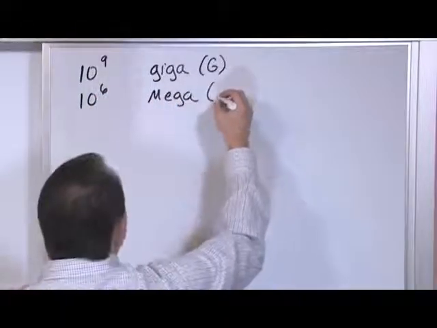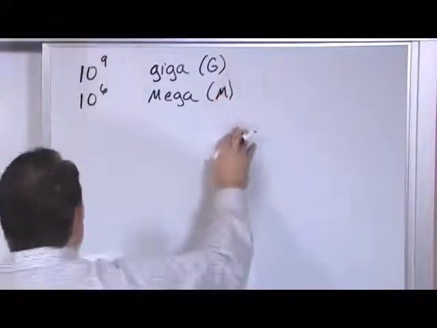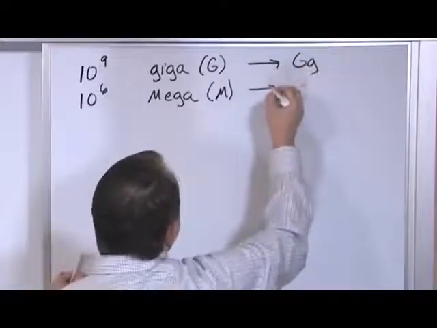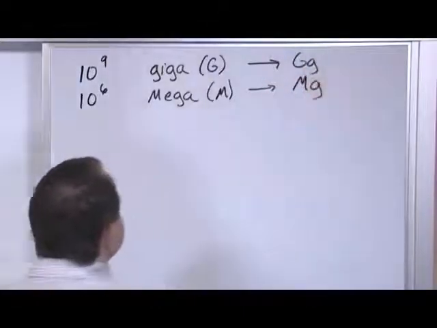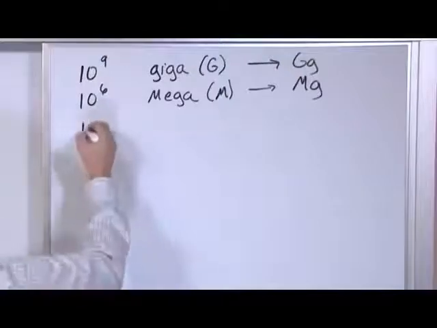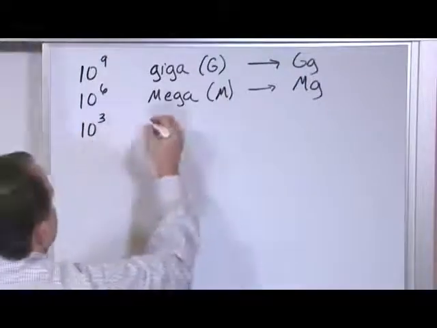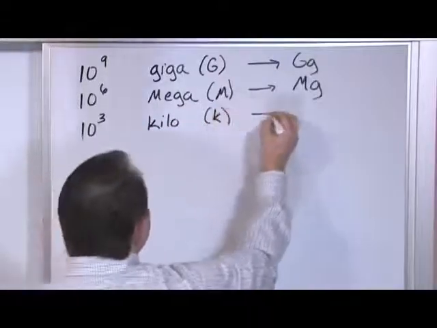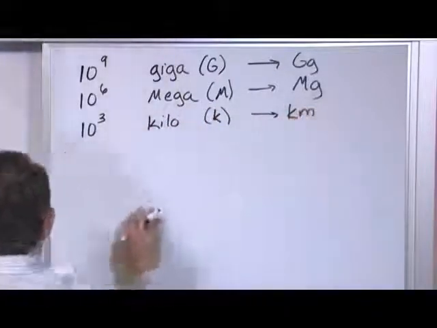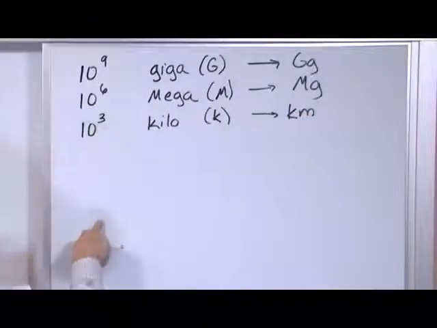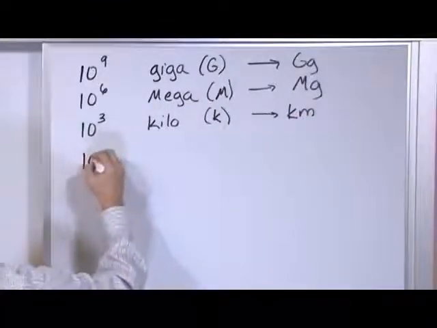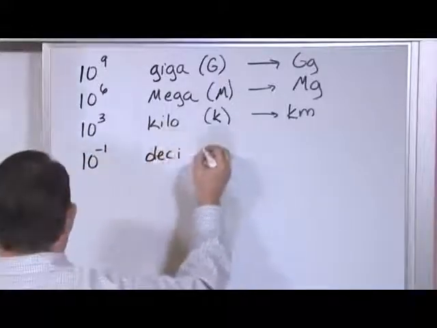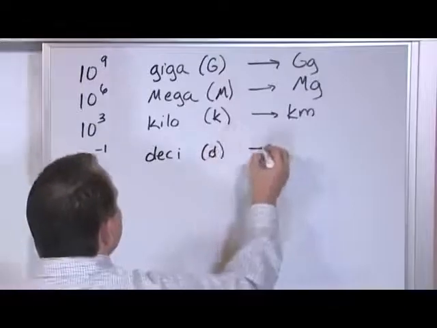which we abbreviate with M. So here, just to give you an example, we might have a gigagram of something, or here we might have a megagram of something, right? Here we have 10 to the power of 3, which is 1,000. We talked about that. That's kilo, and we abbreviate that with K, so we might be talking about kilometers, right? Now, if we get down smaller, then we might have 10 to the minus 1, which is deci, which is D. So we might have a decimeter, for instance.